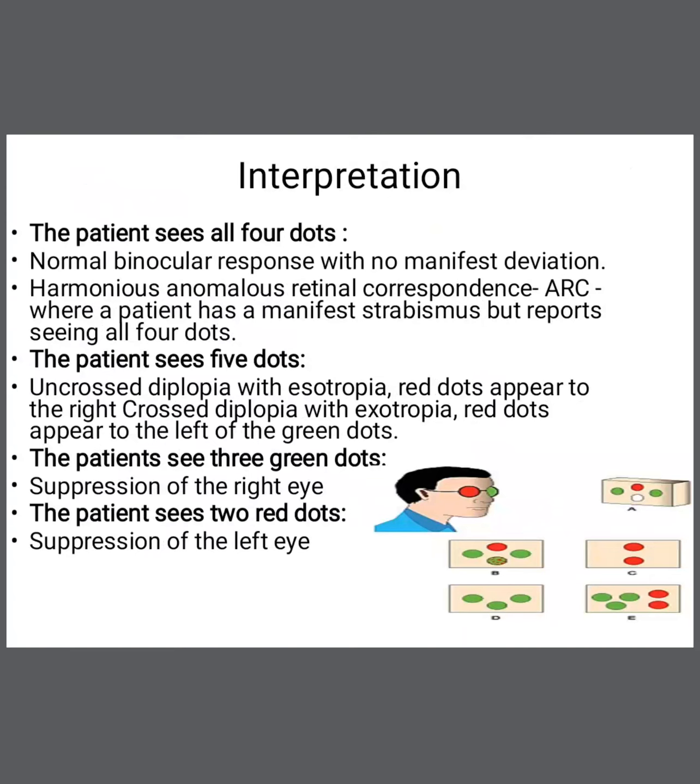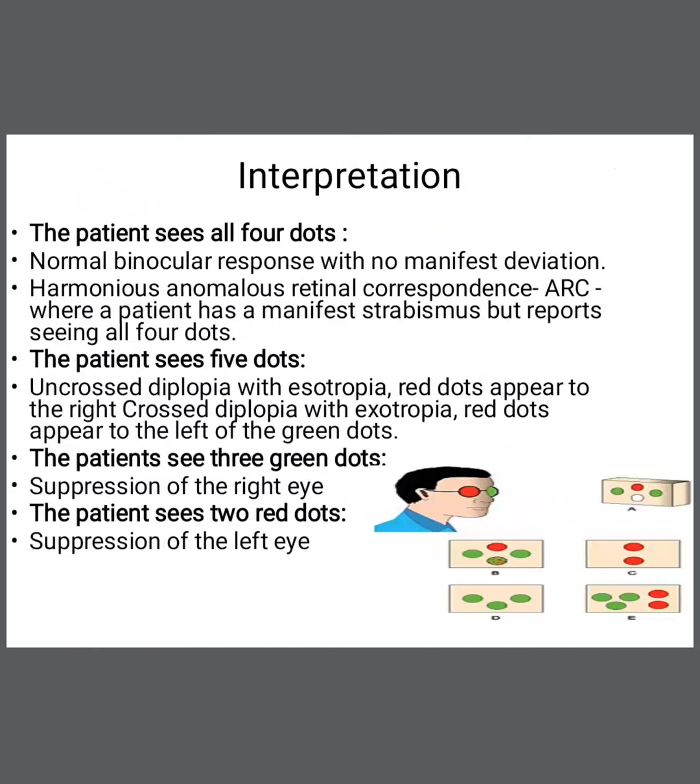That indicates normal binocular response with no squint, or harmonious ARC, where the patient has a manifest squint but reports 4 dots. So in the last figure, figure E, the patient might respond 5 dots.